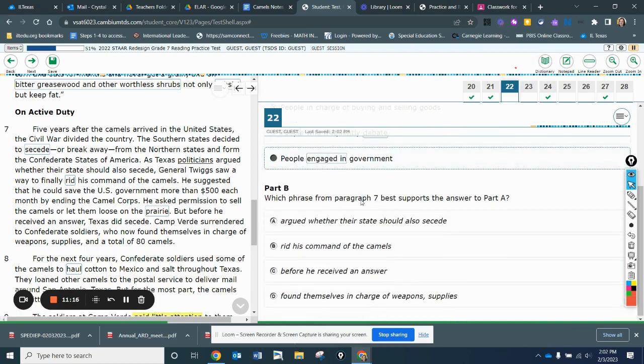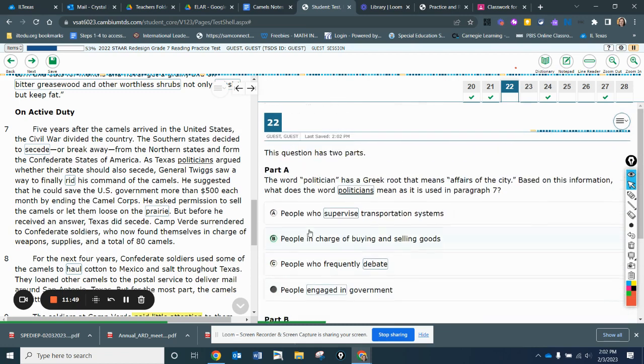Okay. And then which phrase from paragraph 7 best supports the answer to part A? Well, I'm going to look and see what it says with politicians. As Texas, politicians argued whether their state should also secede. Okay, so that's what they were doing to take part. They were arguing. Argued whether, well, the answer is actually given to me. That one's so easy. Rid his command of the camels? No. Before he received an answer? No. Found themselves in charge of weapons, wagons, and supplies. That didn't even happen with the politicians. The politicians were doing this. So that one's extremely easy too, if you will take the time to read and think.